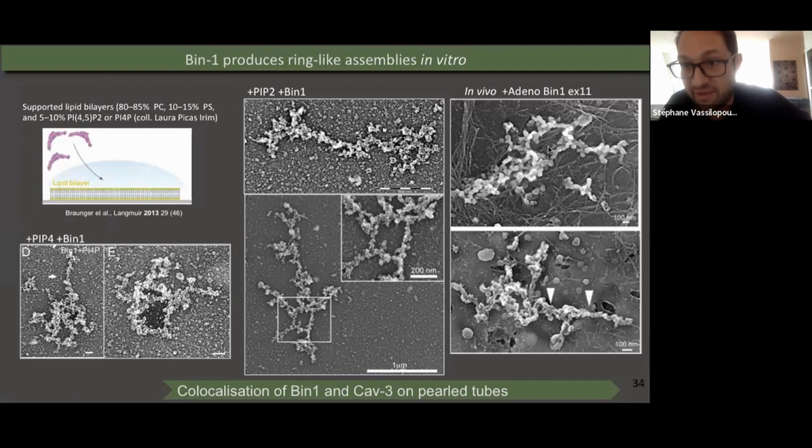And next to it, I have shown you the pictures from before, from the in vivo experiments or cellular experiments, where you overexpress bin1 and unroof the cells. And you see that there is a very striking resemblance between the type of structures that bin1 is able to form in vitro and the types of structures that bin1 is capable of forming with caveolins in cellulo.